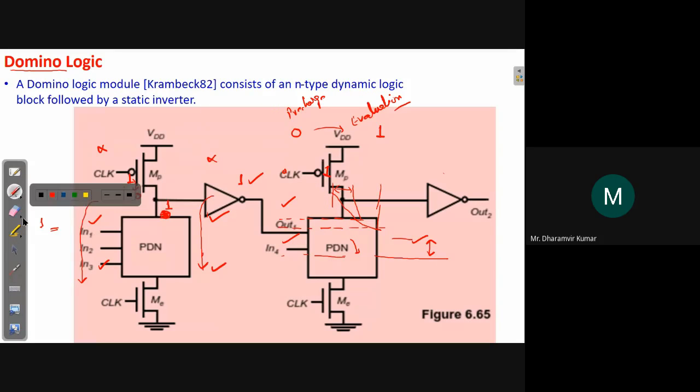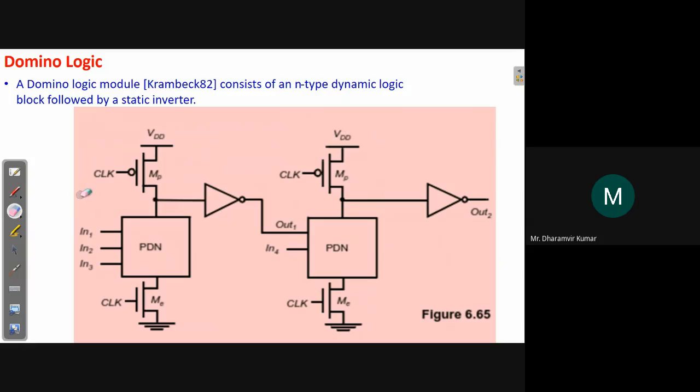And the solution will come in terms of the modification in the circuit. Okay, so some other logic style was proposed by Krambeck in 1982 to overcome the problems that were faced in dynamic logic. Okay, and that next logic was called domino logic. So domino logic tries to overcome the demerits that we face in dynamic logic.